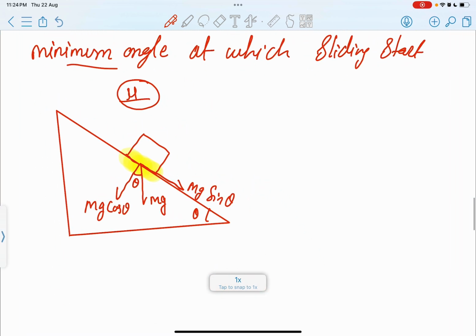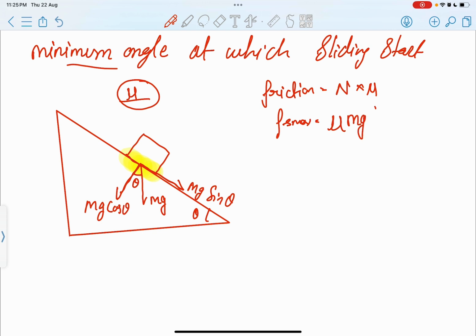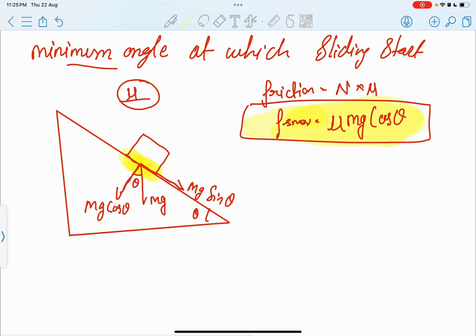So now the question arises, what will be the friction? As we know, friction is equal to normal into coefficient, and here normal is mg cos theta. Therefore the maximum friction, fs max, is equal to mu mg cos theta, and here we have the friction. I think I should make it yellow. Now the question arises: how to find this angle theta.